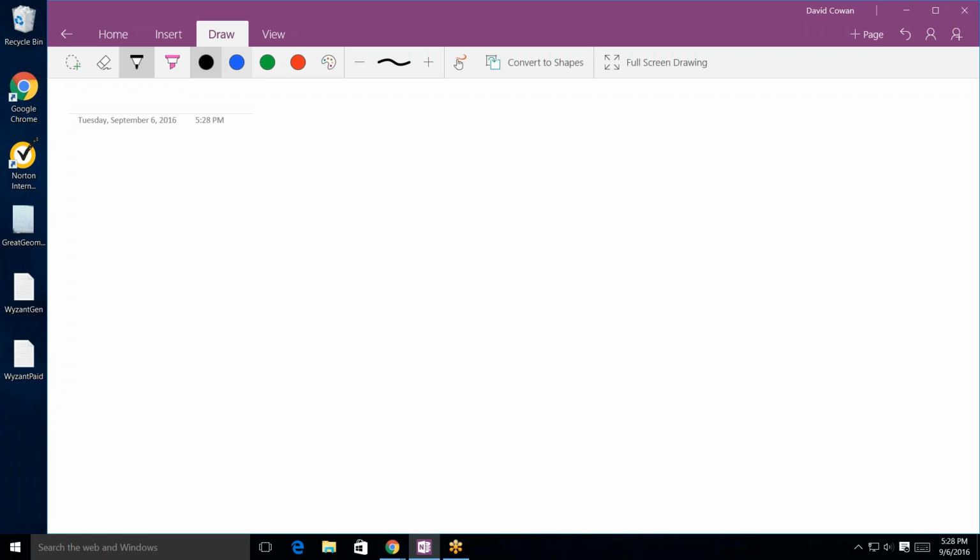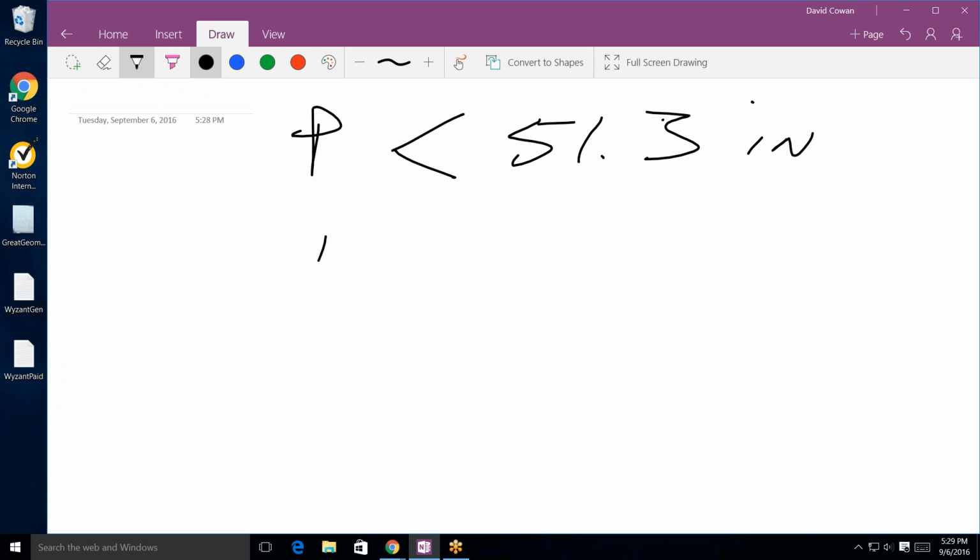Write and solve an inequality to find the possible values of x. The perimeter is less than 51.3 inches. Okay. It is a triangle. The base is 15.5 inches. The height is 14.2 inches, and the, oh God, I forgot the term.